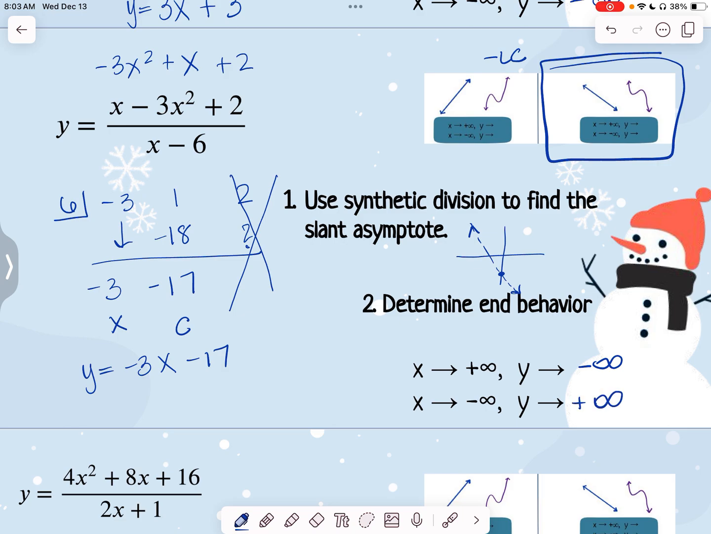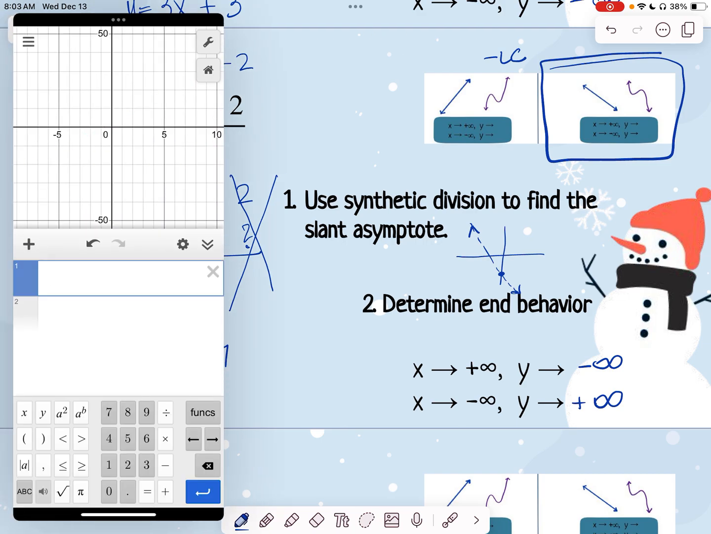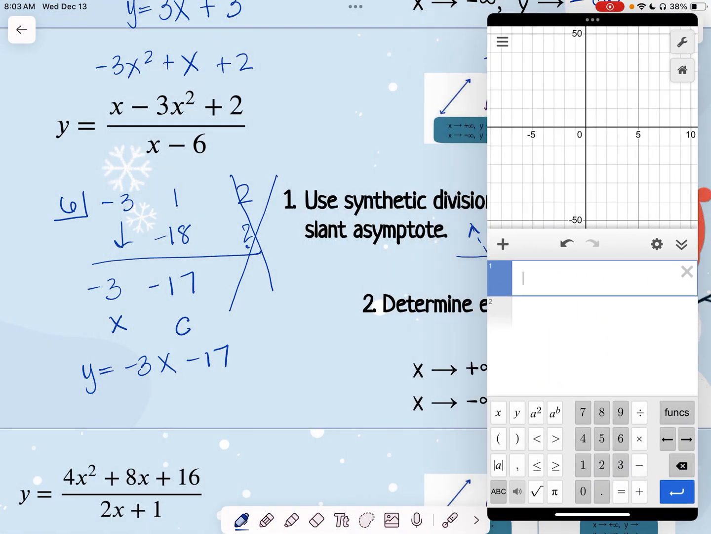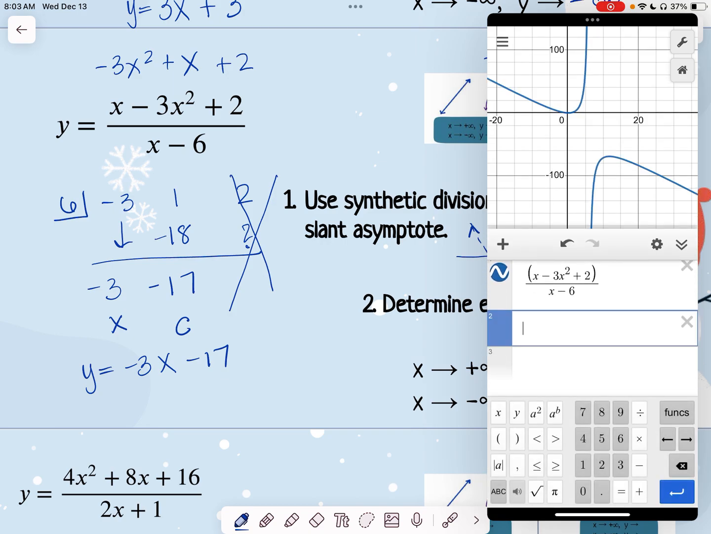If I graph this one, I need to pull this over here for myself. I'm going to have x minus 3x squared plus 2 divided by x minus 6. Okay. And we can see, if I zoom out enough at least, if I plug in that line, that negative 3x minus 17, there it is.